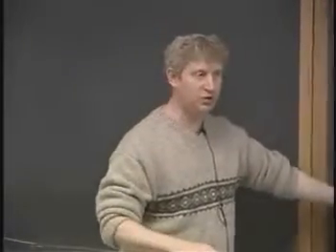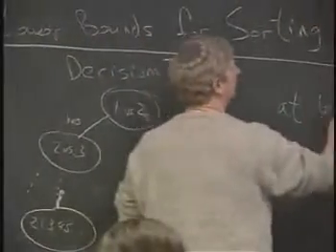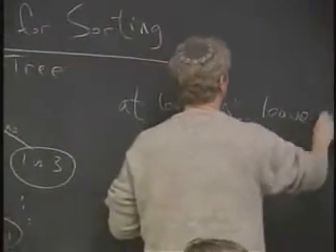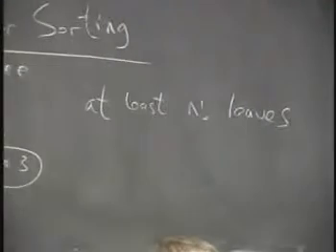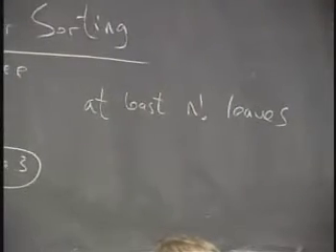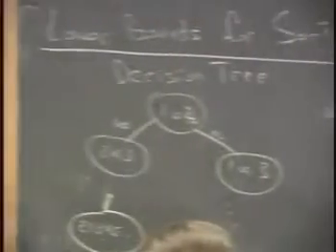Which means, if you take your algorithm, turn it into a decision tree, your decision tree must have at least, and here's the lower bound, at least n factorial leaves. There are at least n factorial leaves in any decision tree for any algorithm you come up with that's guaranteed to sort every permutation of a list.